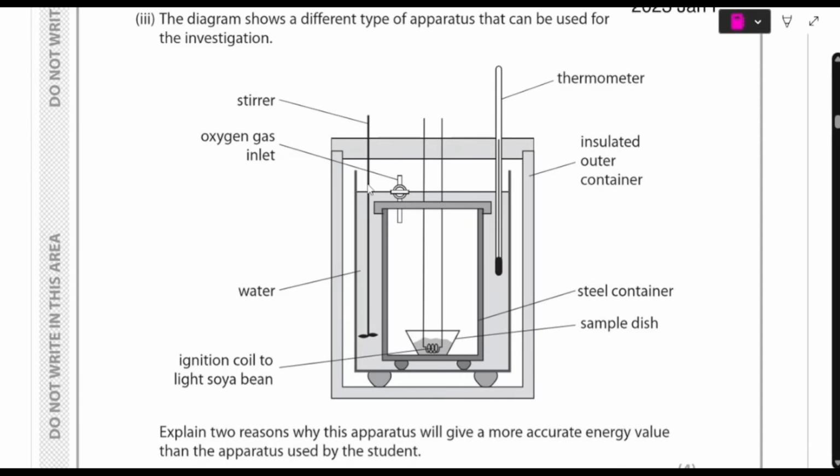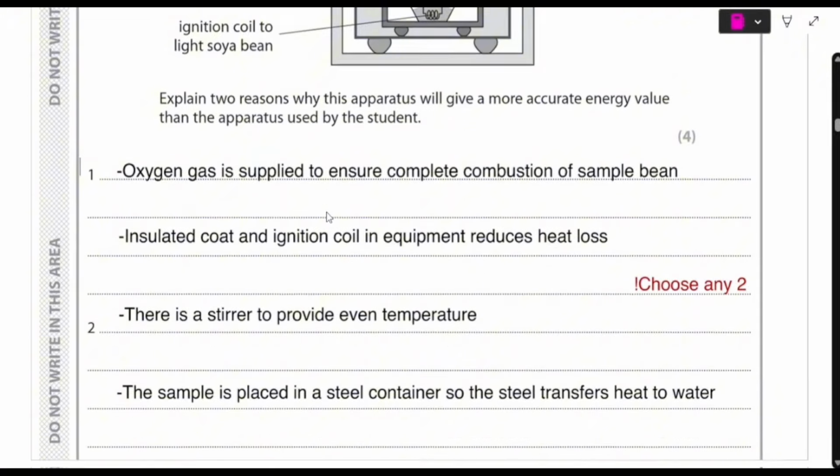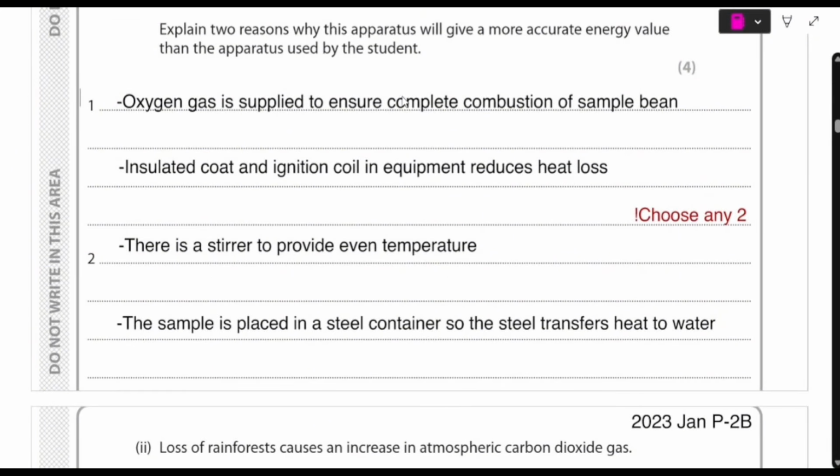So we had to explain two reasons why this apparatus gives a more accurate value. As I've discussed, any 2 is fine: the oxygen inlet, which ensures complete combustion; the insulated coat, which reduces heat loss to the surroundings; the stirrer, to provide more even temperature; and the sample is placed in steel, so steel can transfer heat to the water.